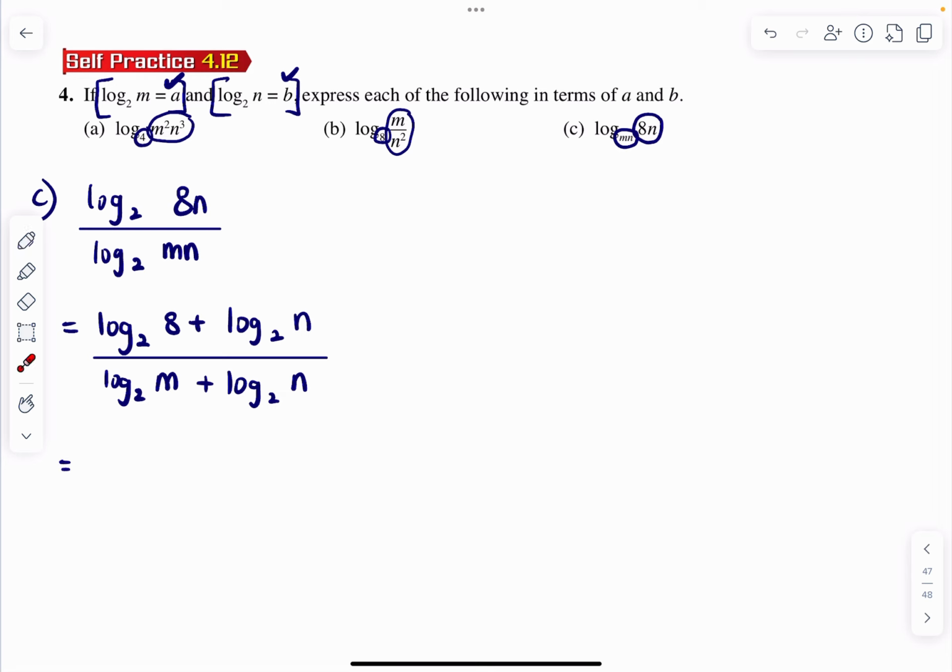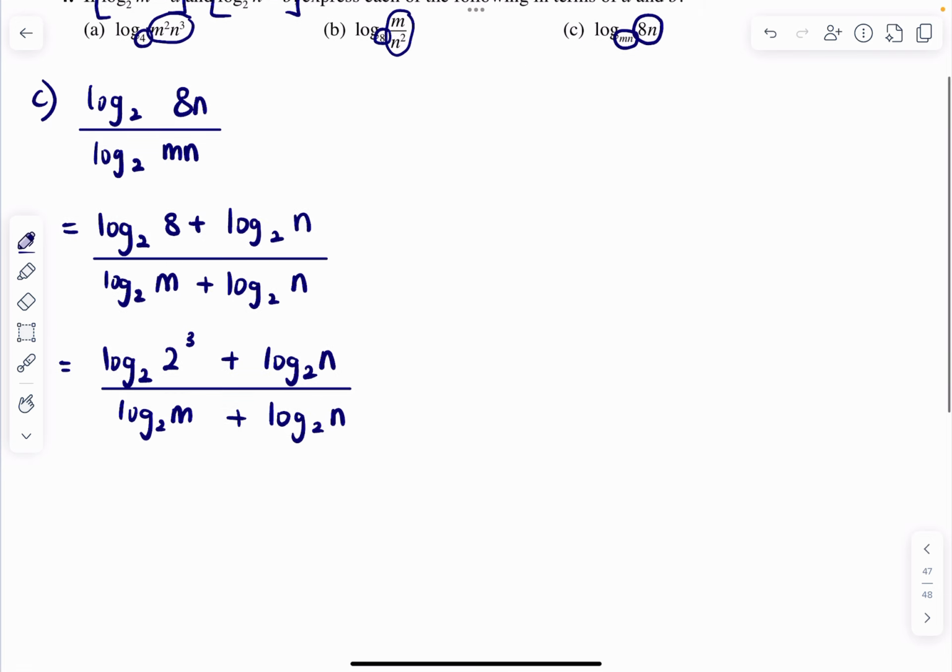Okay, so 8 is just 2 cube. So log 2 cube plus log 2n over log 2m plus log 2n. Then 3 we bring down. So this becomes 3 log 2. Log 2 is just 1. So I can just write 3 times 1, which is 3.